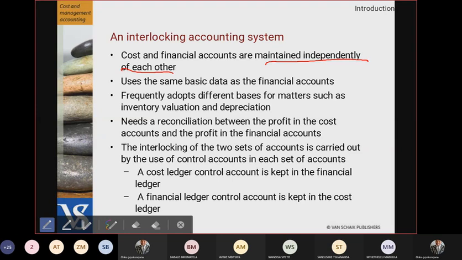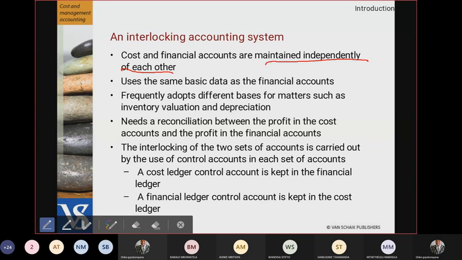We need a reconciliation between the profit in the cost accounts and the profit in the financial accounts, because at the end of the day, you may find that there are discrepancies. So you need to reconcile the profits. Then the interlocking of the two sets of accounts is carried out by the use of control accounts in each set of the accounts. A cost ledger control account is kept in the financial ledger, and the financial ledger control account is kept in the cost accounts.